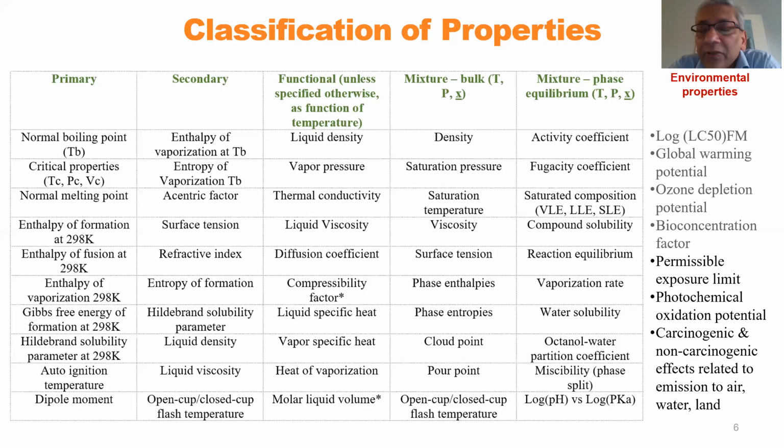We do not have data for all the chemicals, for all the properties. That's why we need models. And so we have developed models for all these properties. In the database, we have about 75,000 chemicals.